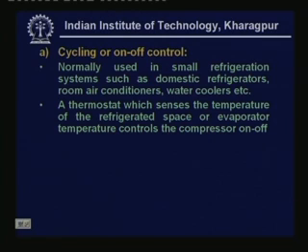And how is this done? Normally this is done by using a thermostat which senses the temperature of the refrigerated space or evaporator temperature, and in turn controls the compressor on off. So normally again you must have noticed in domestic refrigerators and air conditioners a thermostat is used, and using the thermostat you can set the temperature inside the refrigerator space or inside the air conditioned space. And the function of this thermostat is to sense the temperature. What temperature depends upon the design of the system.